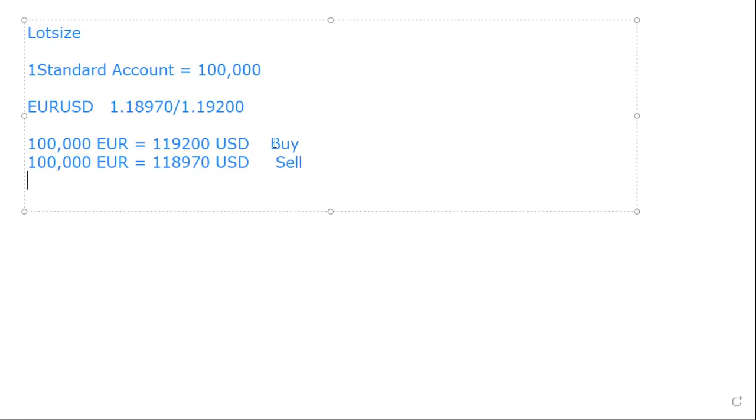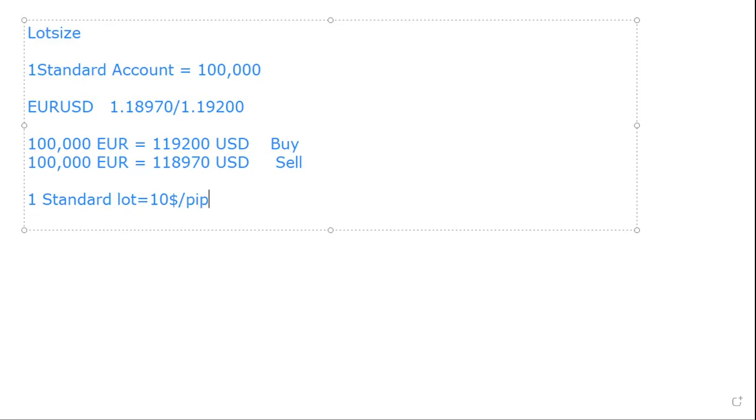Now, this is not a very big activity for a trader to care so much about. What we are supposed to care about is what this standard lot equals to in the number of pips that I get. For every one standard lot, it is equivalent to $10 per pip. That is the first thing that you should know.